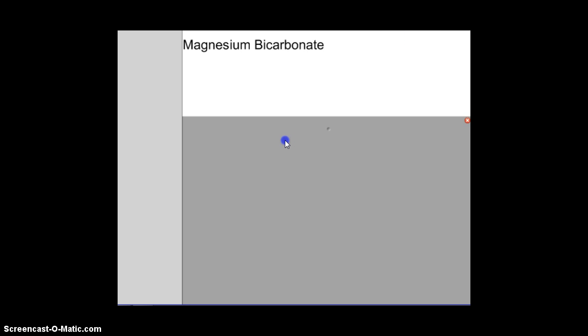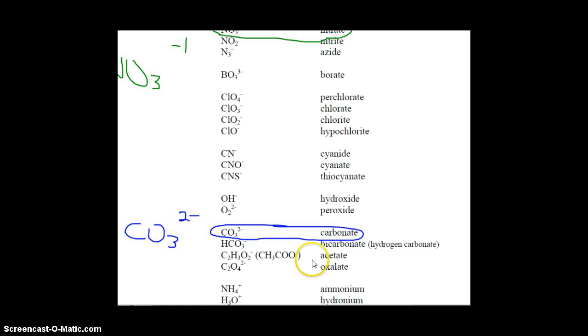So here's my last example. This is kind of the hard, tricky one. Magnesium bicarbonate. So first, let's write the symbol Mg. That stands for magnesium. It is a 2 plus. And bicarbonate, that tells me I need to do my list again. Bicarbonate is right below carbonate and is HCO3. And it has a -1 charge.